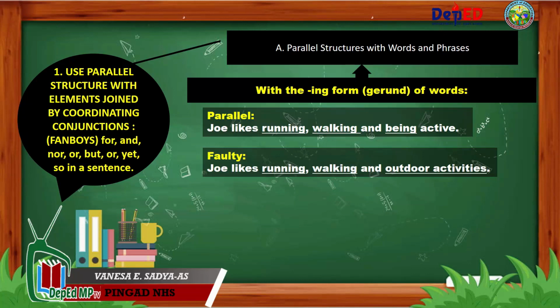In parallel, Joe likes running, walking, and being active. For the faulty, Joe likes running, walking, and outdoor activities. If you are going to notice, running, walking, and being active are all in a form of gerund. However, if we take a look closer at the faulty one, running, walking, and outdoor activities is not all in the form of gerund, therefore making the statement faulty. Am I clear?